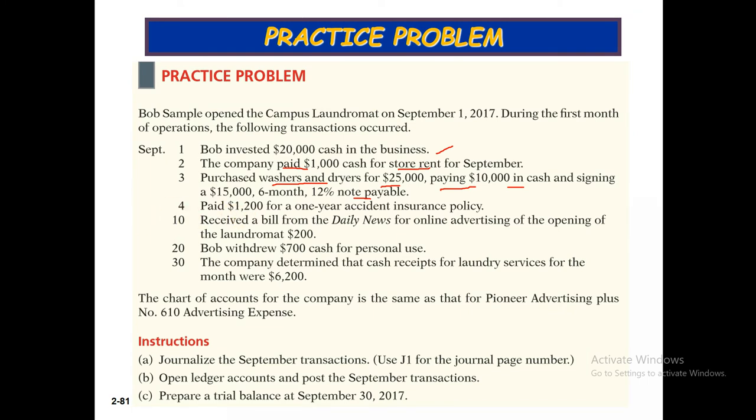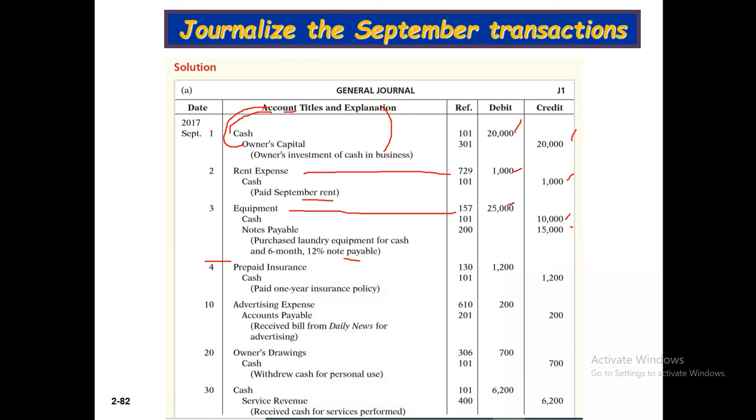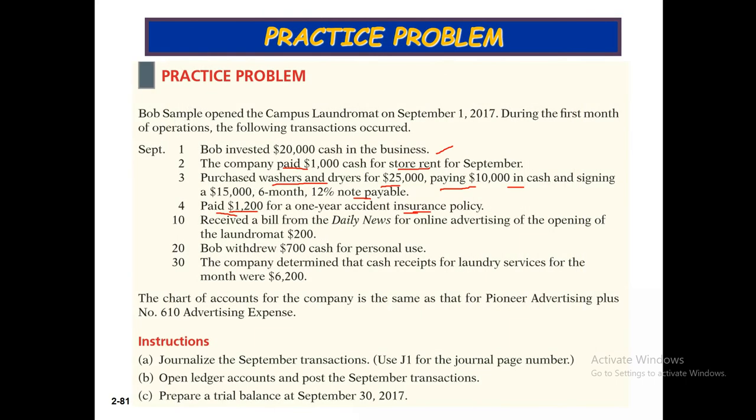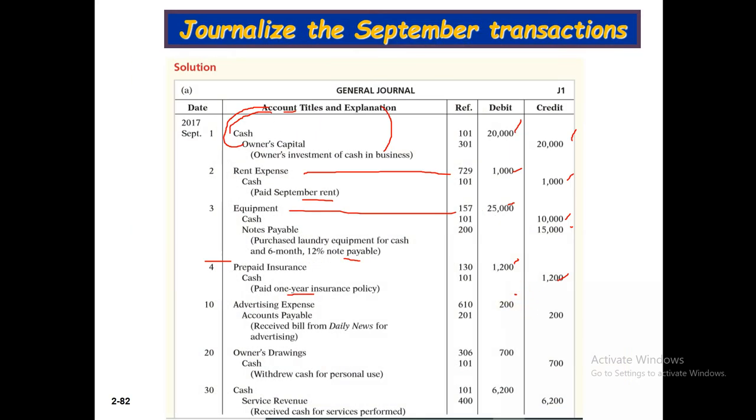September 4, paid 1,200 for 1 year accident insurance policy. So this is the advance payment. So prepaid insurance will be debit, and we are paying cash, so cash will be credit. So number 4, this is prepaid insurance debit and cash credit. So paid 1 year insurance policy. September 10, received a bill from Daily News for online advertising on the opening of the laundromat, 200. For this, advertising expense debit and accounts payable will be credit. That means received bill from Daily News for advertising.